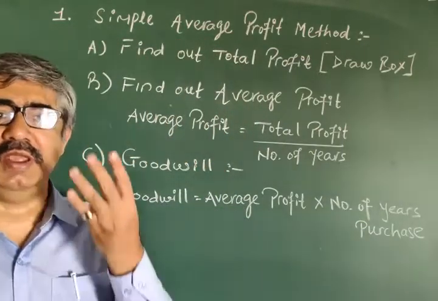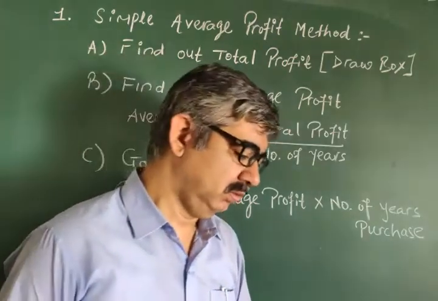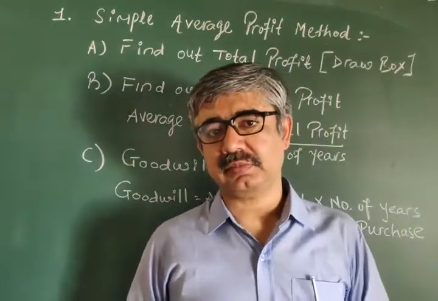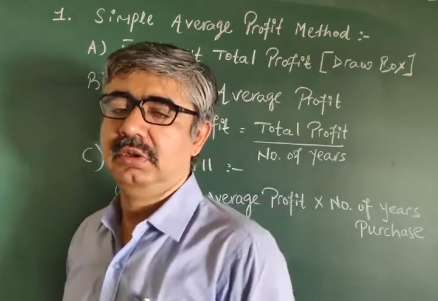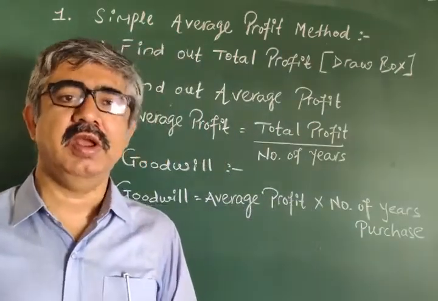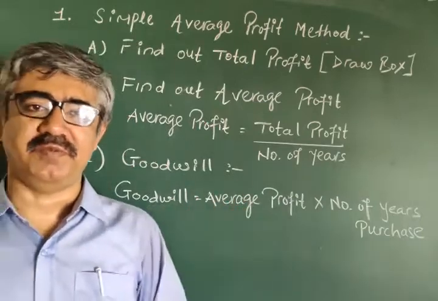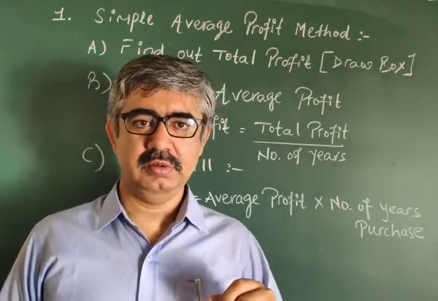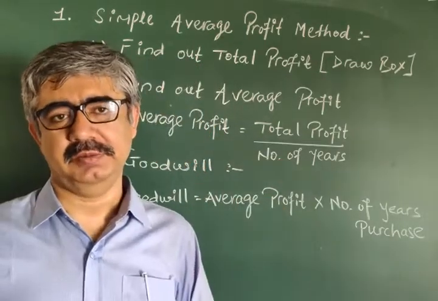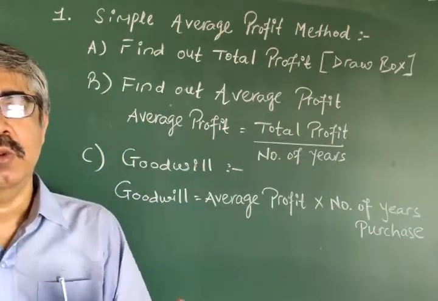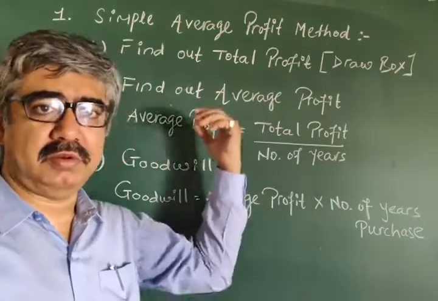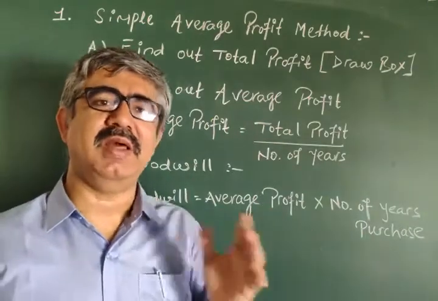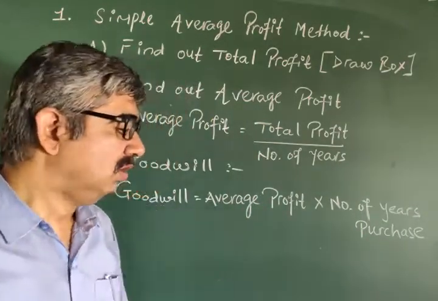In our syllabus we have four main methods. One, average profit method, which can be known as simple average. Second, weightage average. Third, super profit. And fourth, capitalization of profit. We cleared the concept of it in a short span, and now in detail, one by one, while solving the sums, we will go through each and every method in a very systematic way. So let's continue with the first.